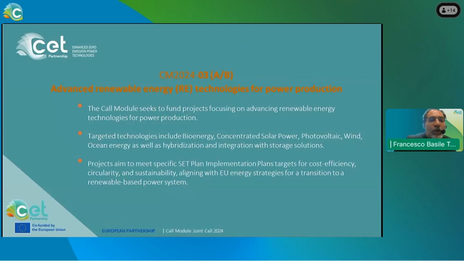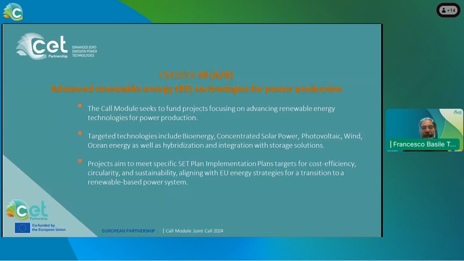The call module goes deep into the technology for power production. The idea is to fund projects focusing on advancing renewable energy technology for power production plants. Targeted technologies include bioenergy, concentrated solar power, photovoltaics, wind, ocean energy, as well as hybridization and integration of those technologies by themselves and also with storage solutions.